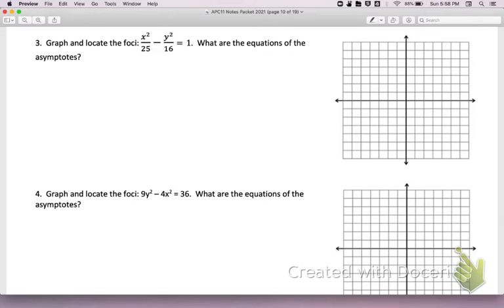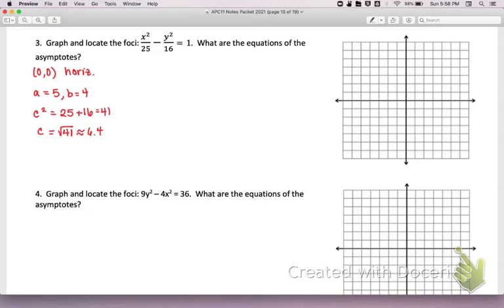So again, we've got to start with all of our pieces. So we have a center at 0, 0, and we know that this one is horizontal because x squared comes first. A is equal to 5, B is equal to 4, so c squared is equal to 25 plus 16, which is 41, so c is equal to the square root of 41. Now the square root of 41 is approximately 6.4. That's going to be helpful when we go to graph it, okay? So let's go ahead and graph, and then we can come back and answer the questions.